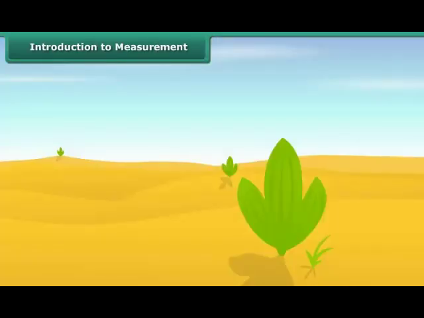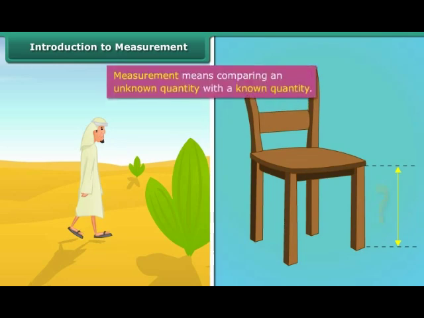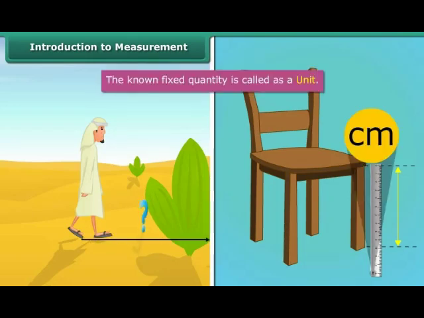Introduction to measurement. Do you know how people know how much they have travelled or how long the leg of a chair is? This is done by using a term called measurement. Measurement means comparing an unknown quantity with a known quantity. The known fixed quantity is called a unit.